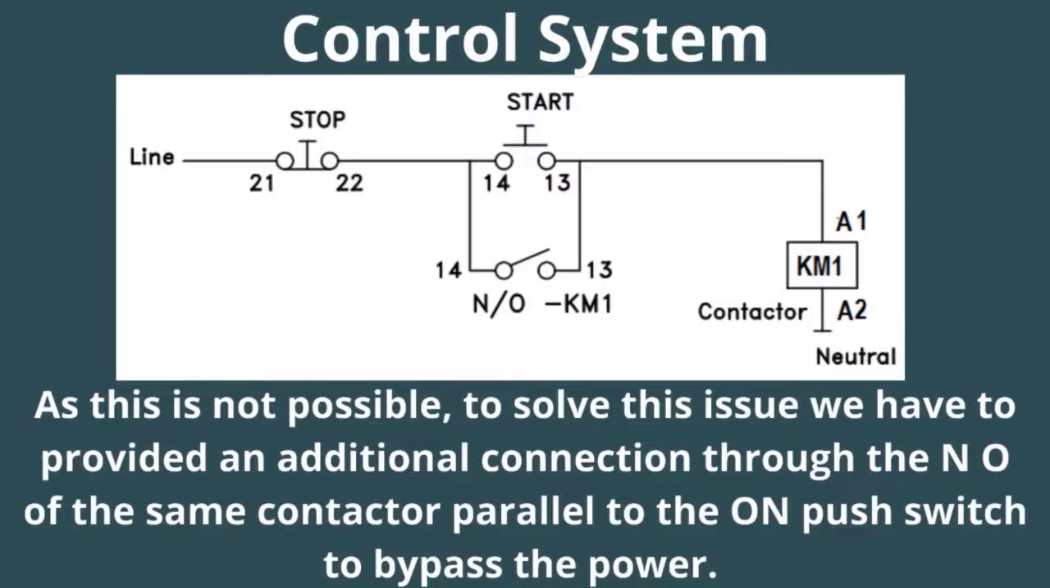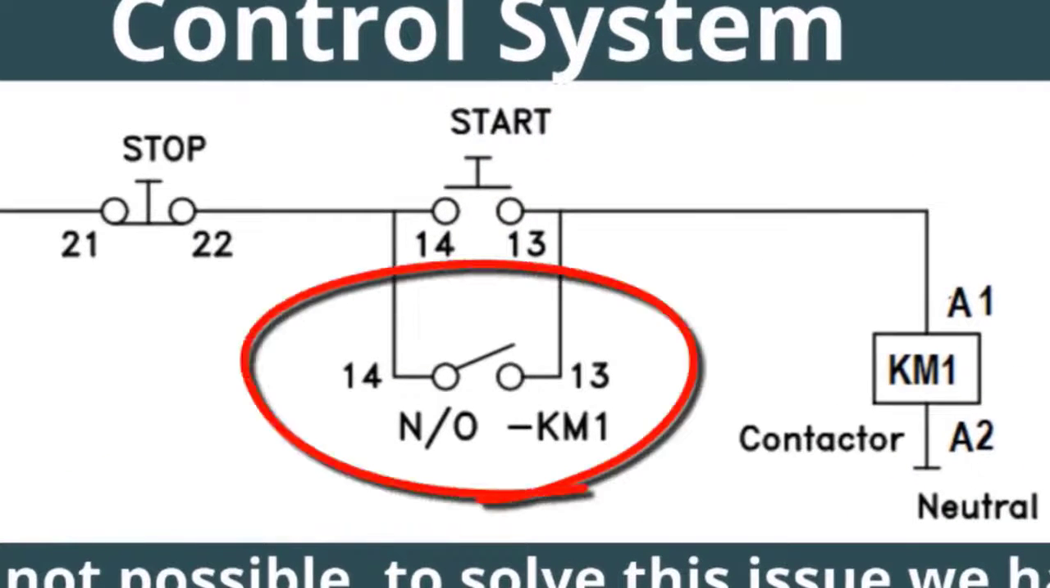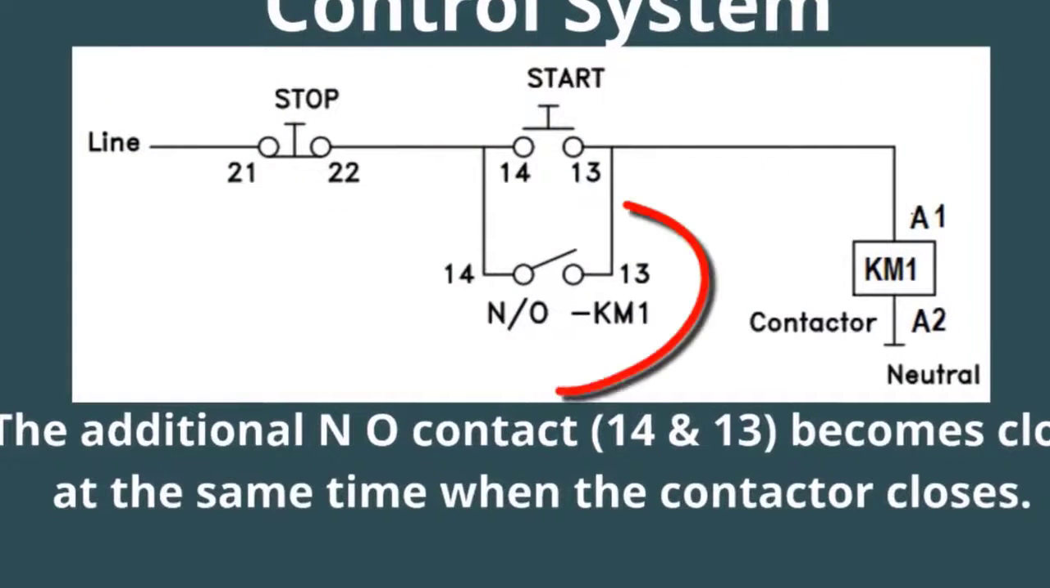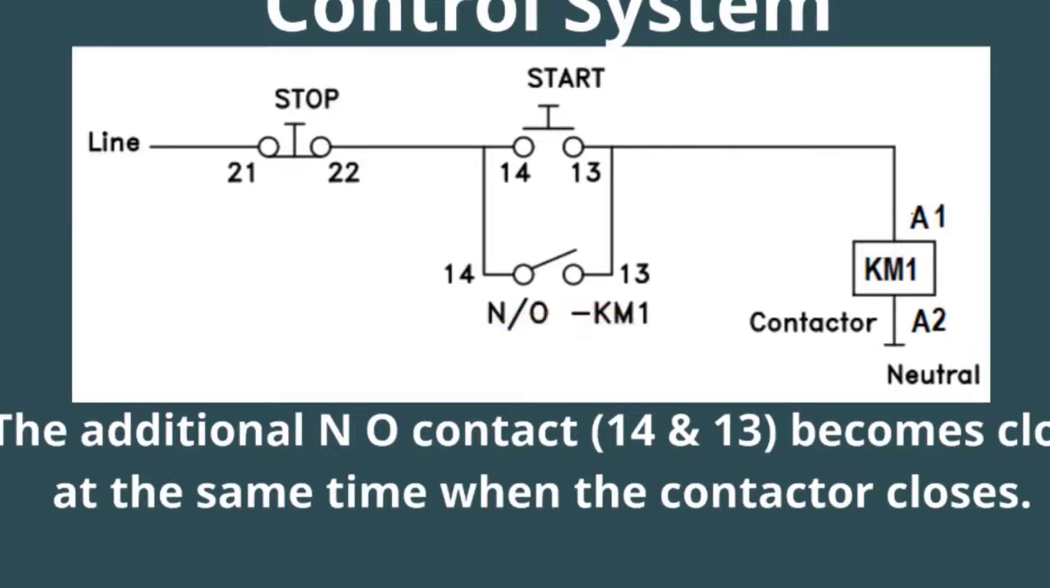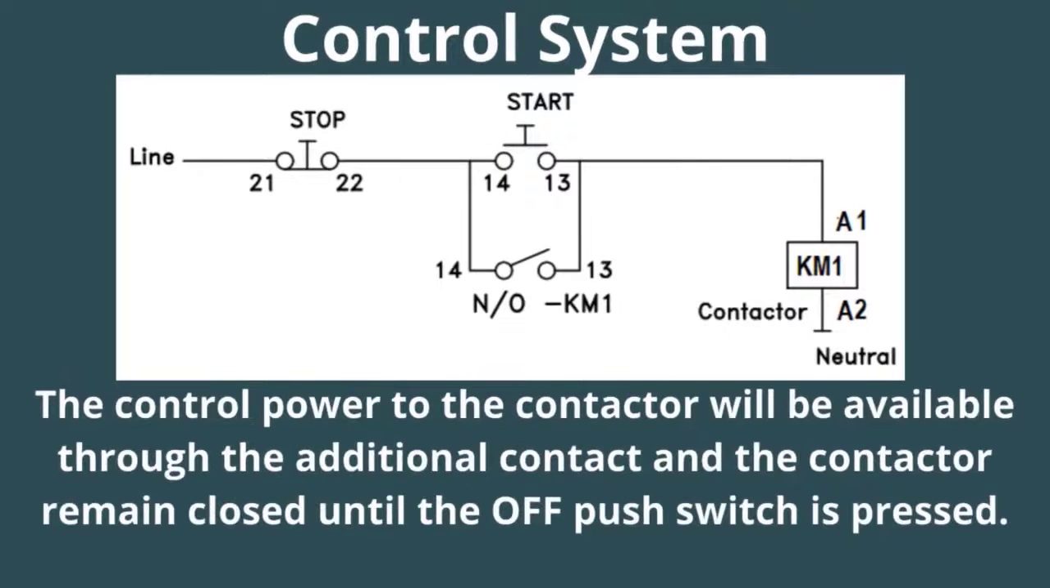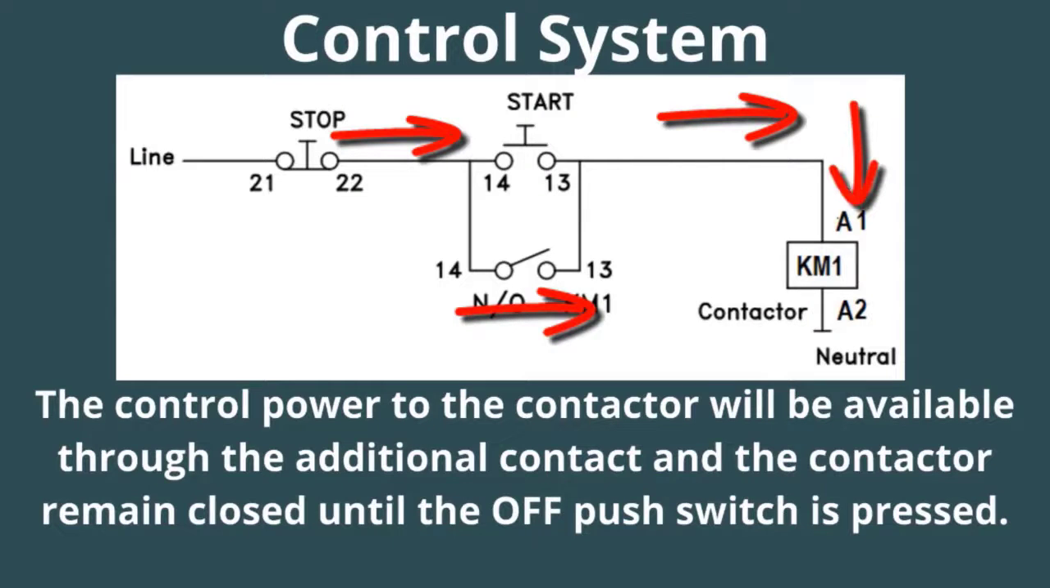As this is not practical, to solve this issue we have to provide an additional connection through the NO contact of the same contactor, parallel to the on-push switch, to bypass the power. The additional NO contact closes at the same time when the contactor closes. The control power to the contactor will be available through the additional contact, and the contactor remains closed until the off-push switch is pressed.